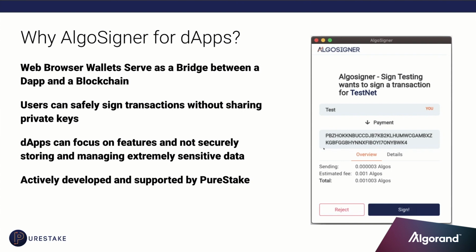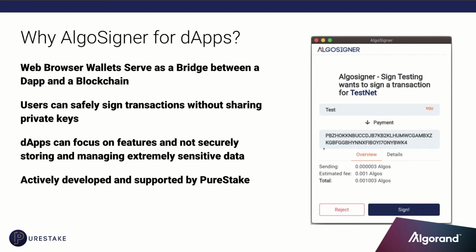So from a decentralized app, you don't have to store the keys. You don't have to keep track of the users. You don't have to make sure that the users' secrets are secure. You don't have to worry about being breached and having those secrets taken from you. Instead, you just provide a service, whatever that service might be, and rely on AlgoSigner and the user themselves to keep their information secure.